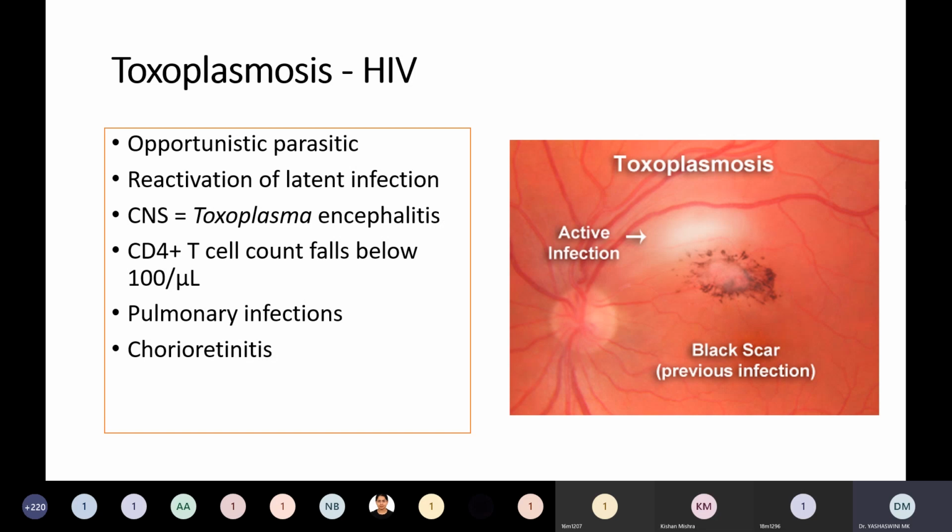So you can see the picture. That's the retina where the choroid and the retina are involved. Active infections will look like some bleaching and you will have scarring if it's a long-standing chronic infection.